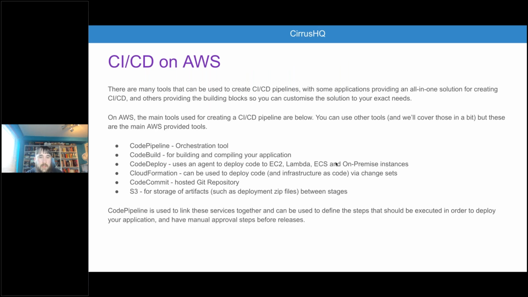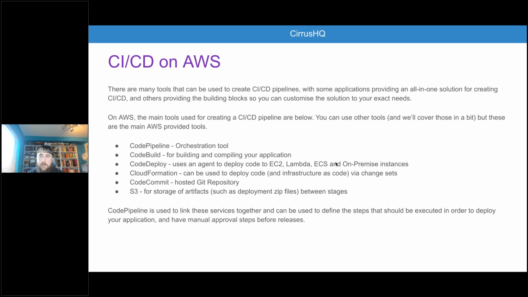So on AWS specifically, there's many ways that you can create a CI/CD pipeline. So the way AWS will do it is they'll have a few different building blocks that you can take and build exactly what you need.